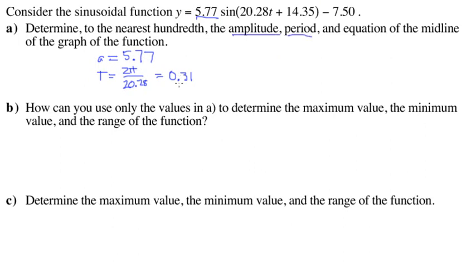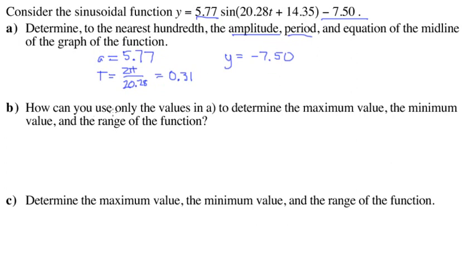I was just making sure I had the period here and not the b value, but the b is the 20.28, so we're okay. And the equation of the midline would be y equals negative 7.50. Just that number out there. We never did use the 14.35. That's related to how much phase shift there is. And they're avoiding that because there's some complications with finding this that I think they just don't want to talk about.